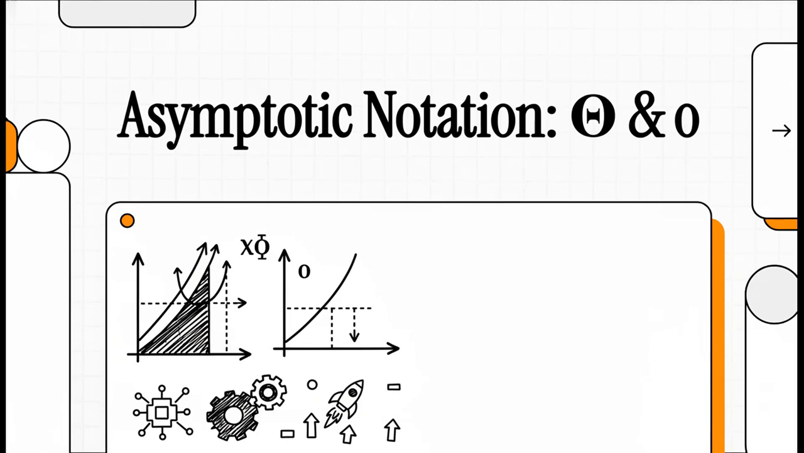All right, let's dive into something that's right at the heart of computer science, asymptotic notation. Today, we're going to get a real handle on two super useful tools for figuring out how efficient an algorithm is. That's theta and little o. Let's get right into it.